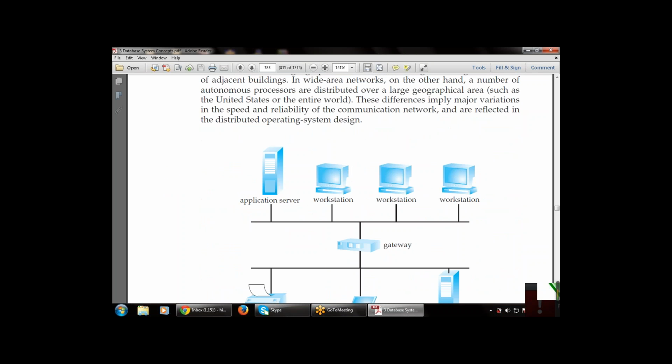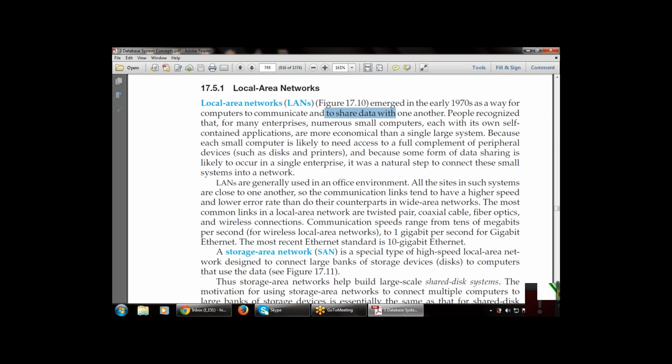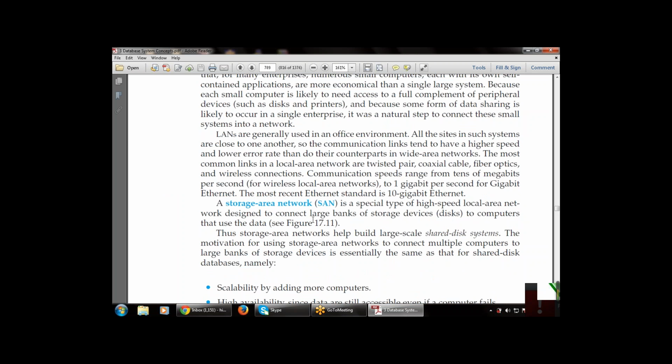This is the gateway, the application server, and the workstations. The local area network is also used to share data among each other. Then a storage area network is a special type of high-speed local area network designed to connect large banks of storage devices to the computers that use the data. So whatever data is available will be available to the computers to use.